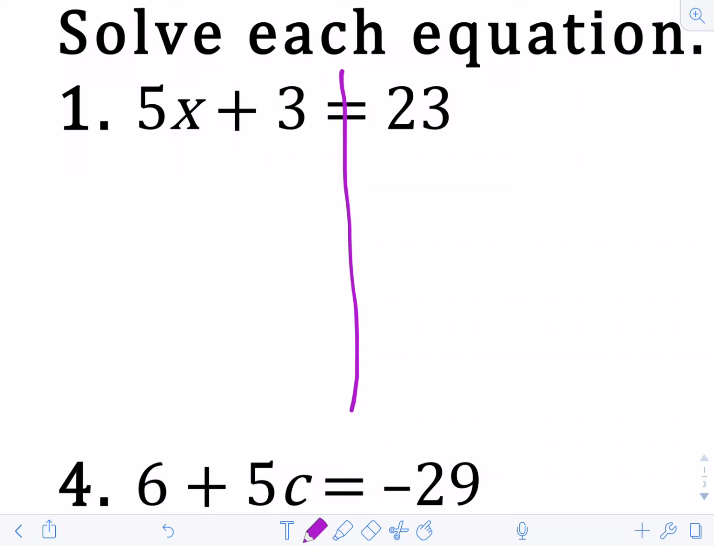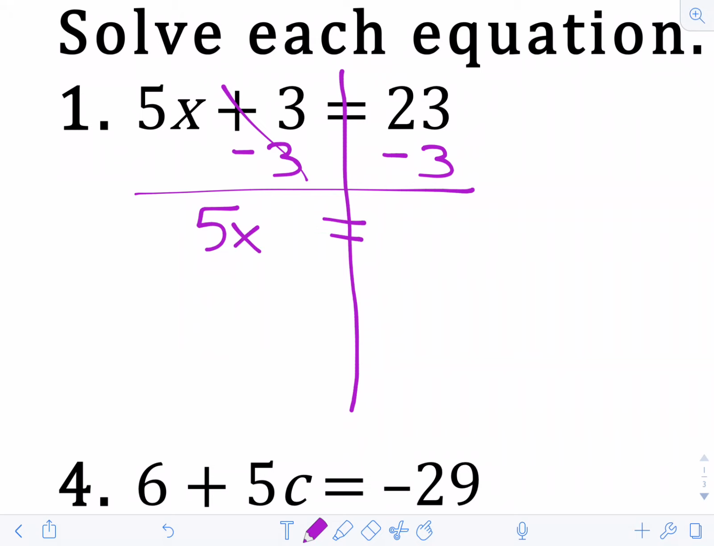For this first one, we have 5x plus 3 is equal to 23. We are solving for x. If I have a plus 3, we want to do the opposite and subtract 3. What you do to one side, you have to do to the other. A positive 3 and a negative 3 cancel each other out because that's your zero pair. All I have left is 5x, and 23 minus 3 is 20.